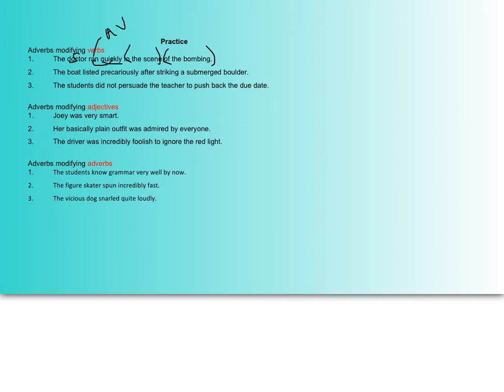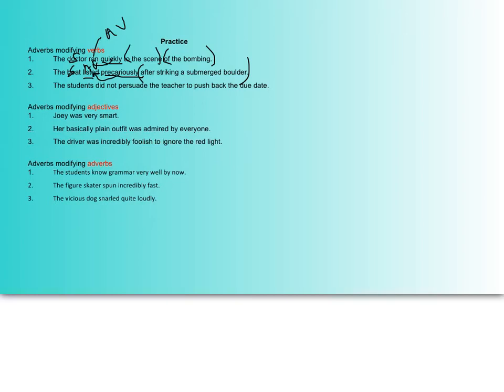The boat listed precariously after striking a submerged boulder. Listed is working as an action verb. That's what the boat is doing. And how did it list? It listed precariously. Precariously is modifying listed. That's working as an adverb.